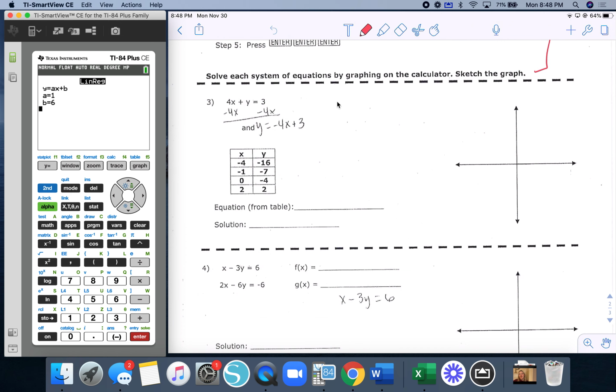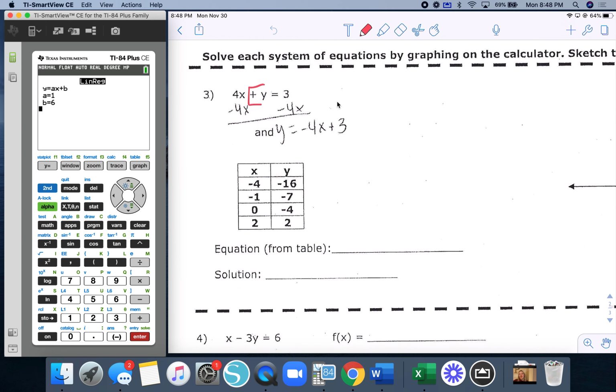So for number 3, this first equation is not ready to be graphed because remember, we're going to go to y equals, which means we need y equals, not 4x plus y equals. So we move 4x to the other side, it changes signs, x and 3 are not like terms, so we rewrite. Now that y is by itself, I'm ready to go to y equals. So in y equals, I'm going to type negative 4x, remember the x is by the alpha, plus 3.